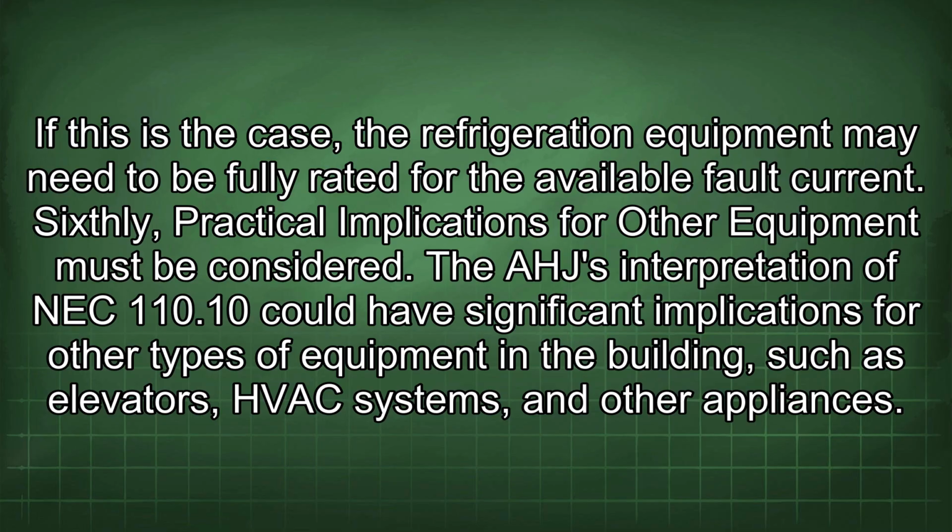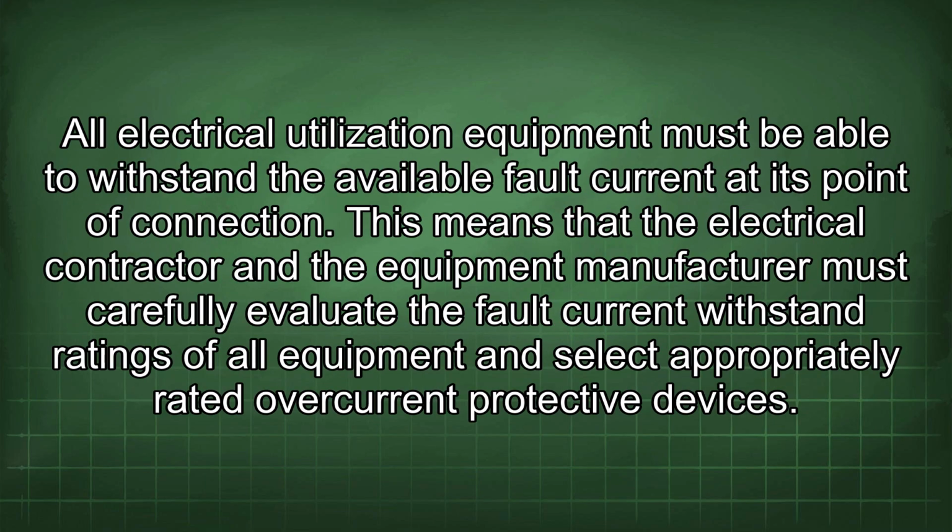Sixthly, practical implications for other equipment must be considered. The AHA's interpretation of NEC 110.10 could have significant implications for other types of equipment in the building, such as elevators, HVAC systems, and other appliances. All electrical utilization equipment must be able to withstand the available fault current at its point of connection. This means that the electrical contractor and the equipment manufacturer must carefully evaluate the fault current withstand ratings of all equipment and select appropriately rated overcurrent protective devices.